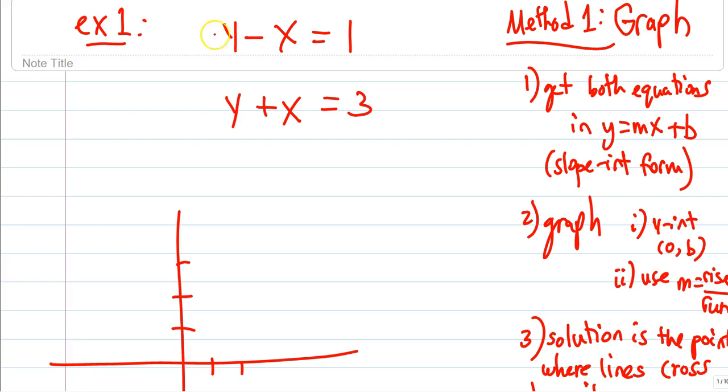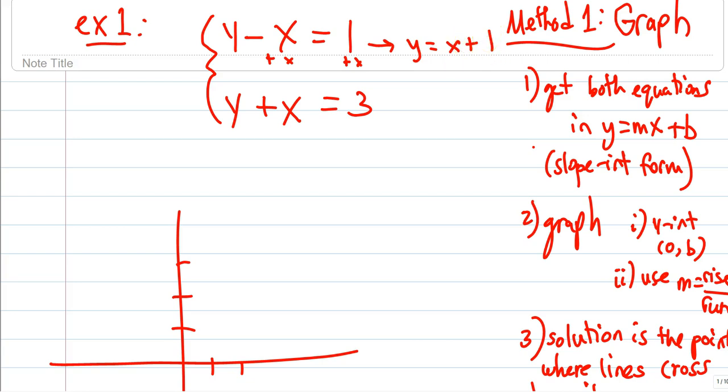When I look at both of these, we want to figure out where this system, these two equations, cross, what point they have in common. To do that, we need to graph this and put it in y equals mx plus b. This first one is not y equals mx plus b. To get the y by itself, we would add x, and if I do it to one side, to the other, to get y equals x plus 1.